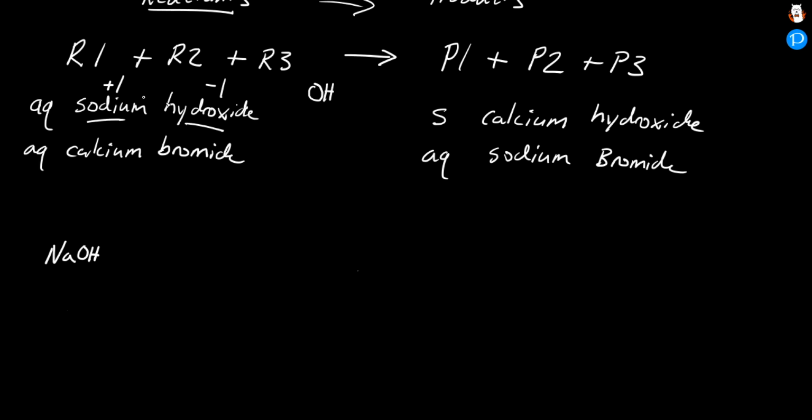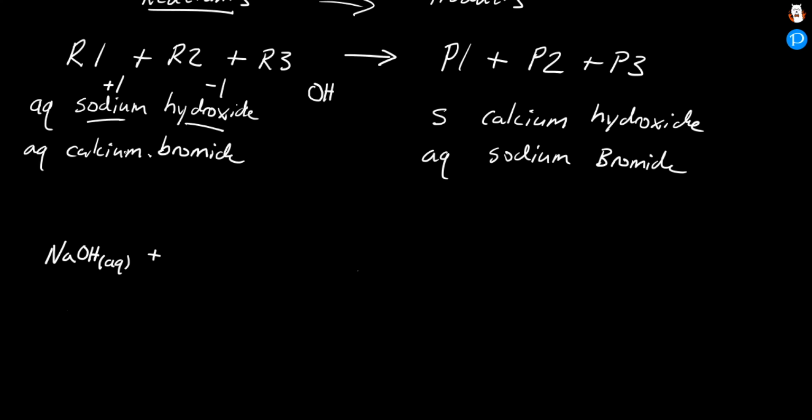NaOH, right? +1, -1 means I just need one of each, so NaOH. And then I'm going to put that AQ right next to it. So in parentheses, in the bottom left-hand corner, I'm going to go AQ. And so that shows that I've got an aqueous solution of this NaOH. And then I'm going to go plus my other reactant, which is calcium bromide.